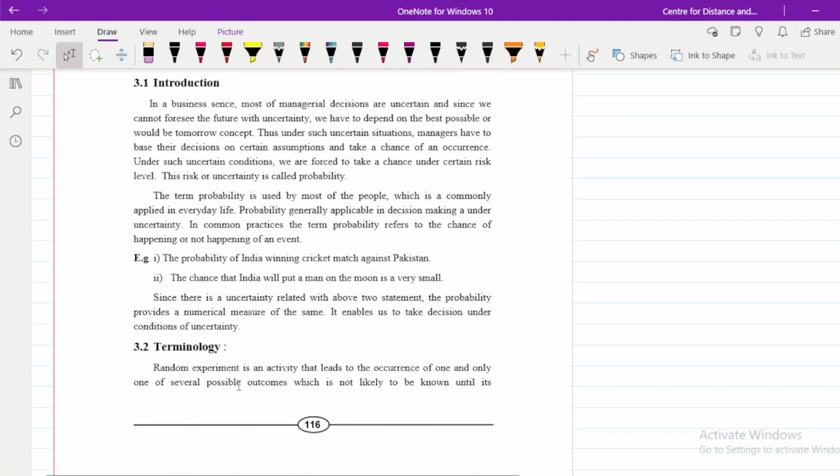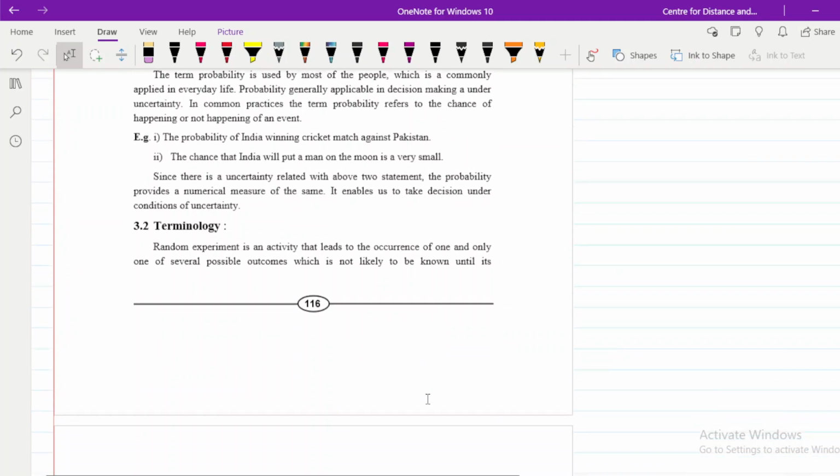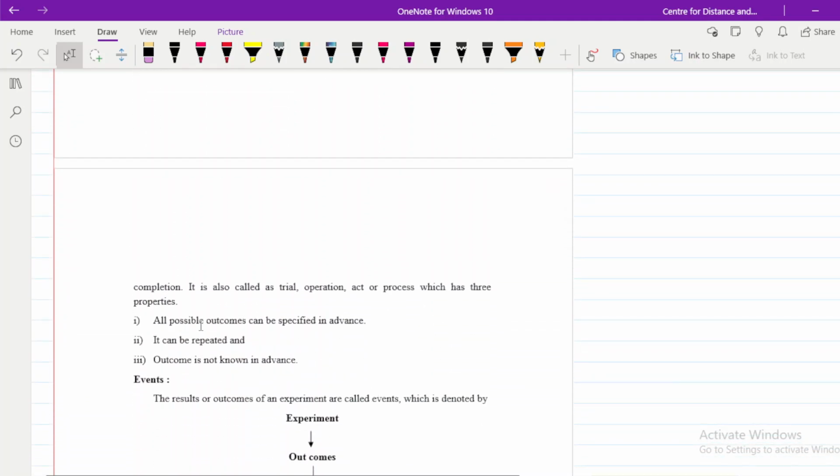Then, terminology. What is meant by terminology? A random experiment is an activity that leads to the occurrence of one and only one of several possible outcomes, which is not likely to be known until its completion. It is also called a trial, operation, act or process which has three properties.